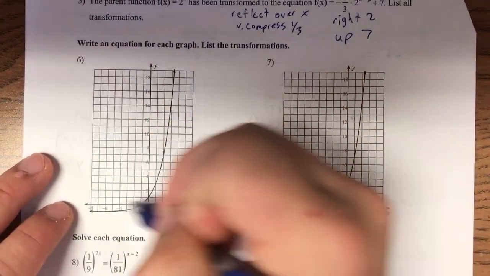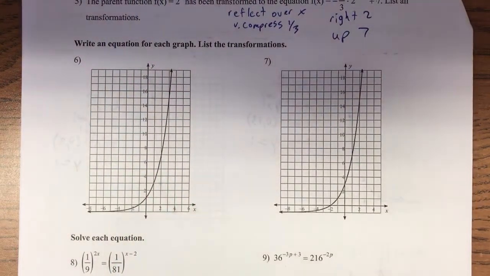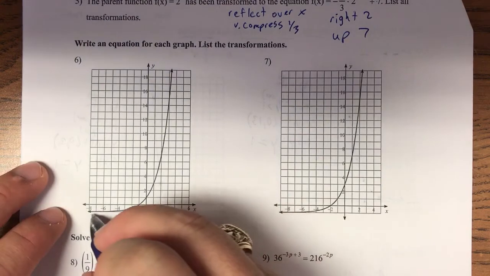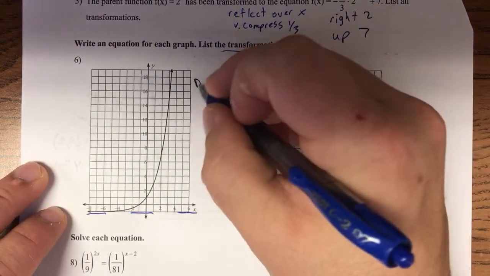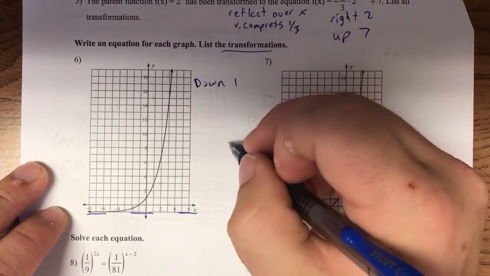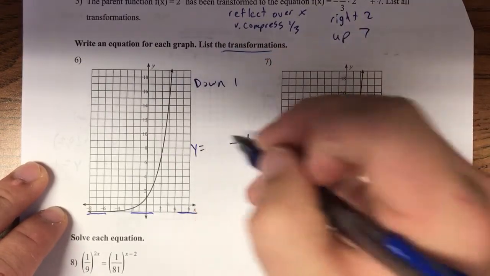For these, it's probably going to be multiple choice on your test. So you can always plug it in your calculator and see which one's correct. But the asymptote goes down 1. It says listed transformation, so down 1. And so that's going to have a minus 1 at the end.